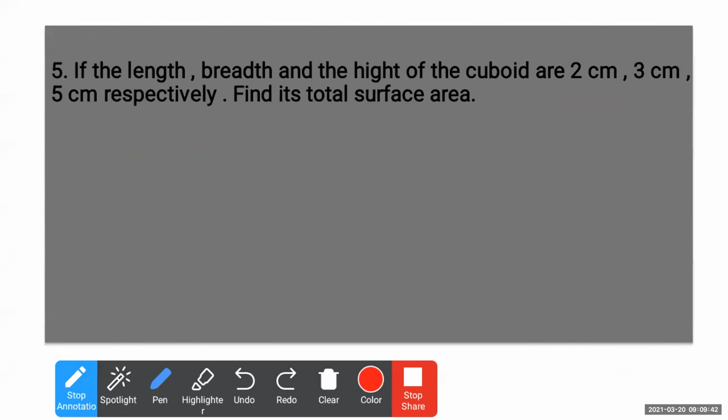If the length, breadth, and height of the cuboid are 2 centimeter, 3 centimeter, 5 centimeters respectively, find its total surface area. So as I told you, first you have to write the given. Here in given, length is equal to 2 centimeter, breadth is equal to 3 centimeter, and height is equal to 5 centimeter. This is given to you.